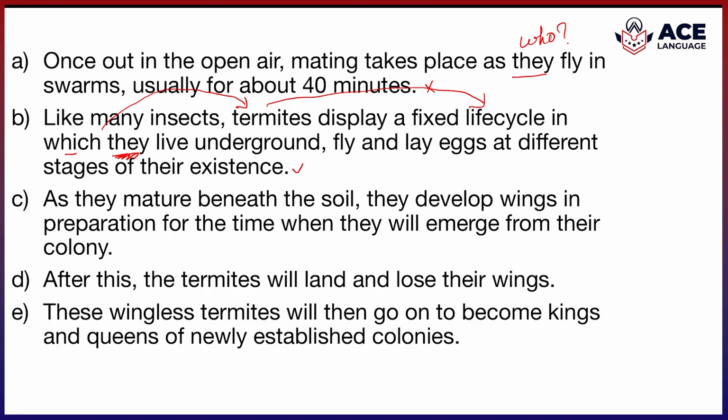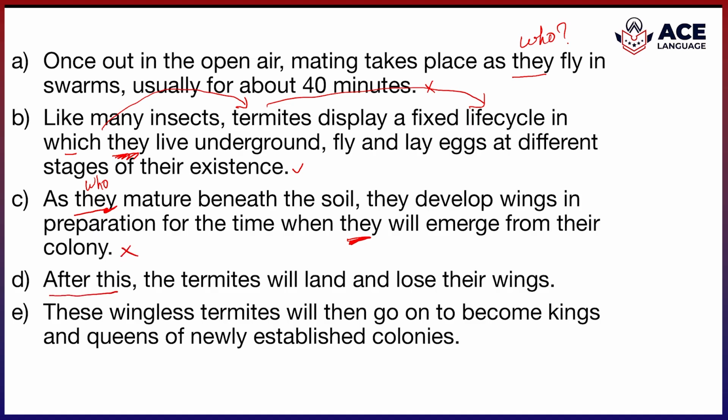As they mature beneath the soil, as they mature, again who? Right? Who is this they, or who are these they? They develop wings in preparation for the time when they fly. They will emerge from their colony. So again, here is they, but as in this sentence, there is no other nouns that actually clarify who is this first they. It does not clarify who is the second they as well, hence cannot be my introduction.